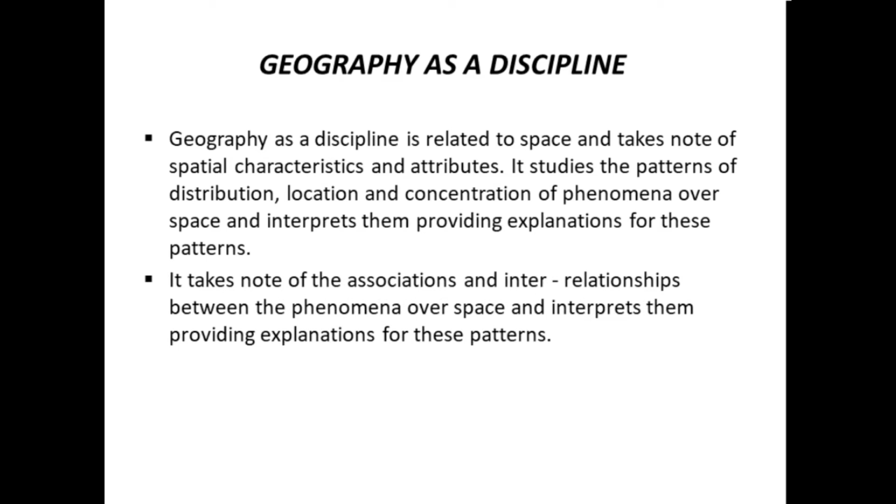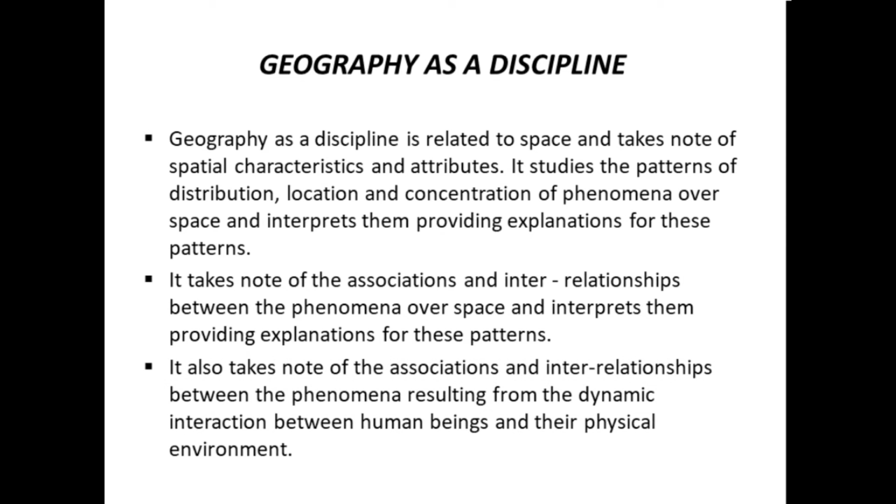It takes note of the association and interrelationship between the phenomena over space and interprets them, providing explanations for these patterns. For example, climate and agriculture are interrelated with each other. We have different types of agriculture due to different climates. It also deals with the association and relationship between the phenomena resulting from the interaction between dynamic environment and active human beings. For example, the concept of sustainable development.